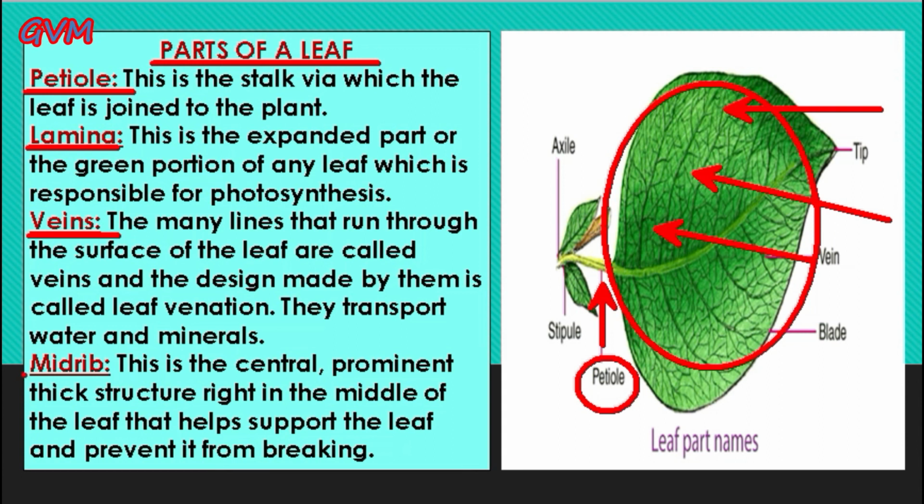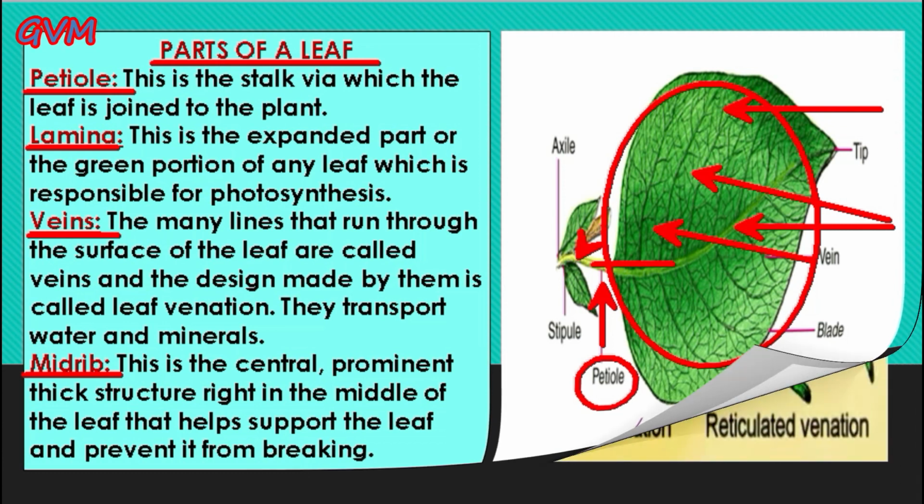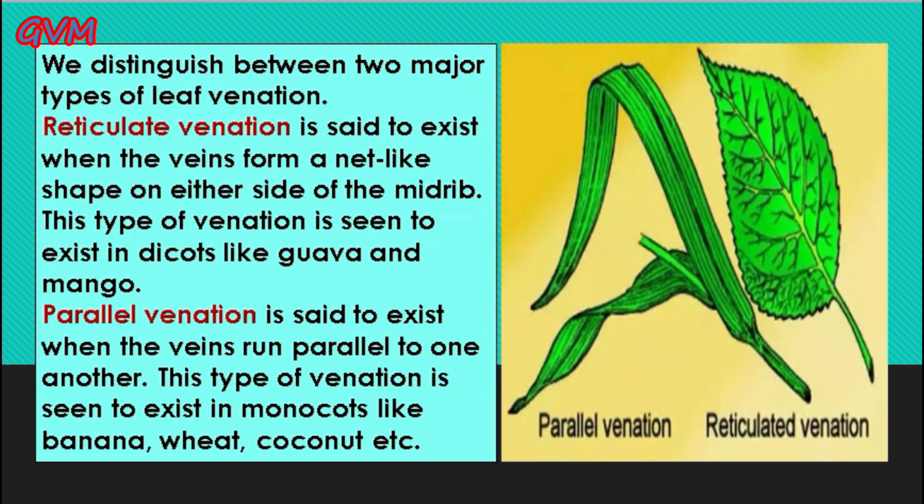Now students, the next part of a leaf is the midrib. Students, this midrib is the central prominent thick structure right in the middle of the leaf, as you can see here, this one. And students, the function of the midrib is to help in support of the leaf and also prevent it from breaking. Students, as I said, there are many minute thread-like structures all over the leaf lamina.